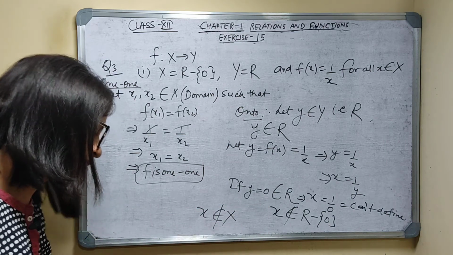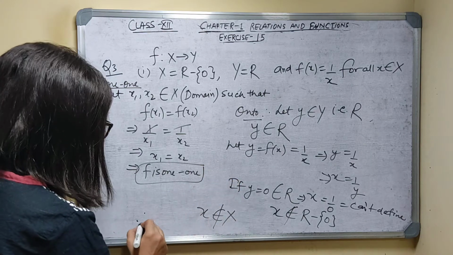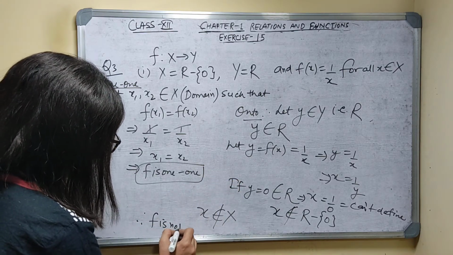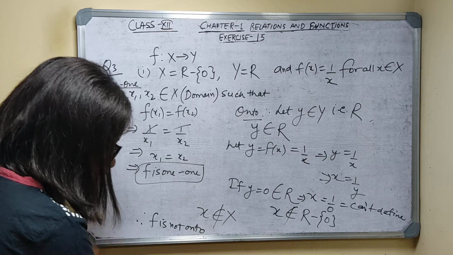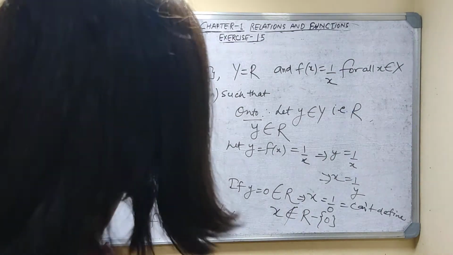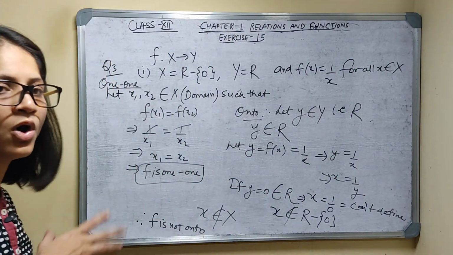So I can say this function is not onto. F is not an onto function. Is it clear? This is one-one, but this is not an onto function.